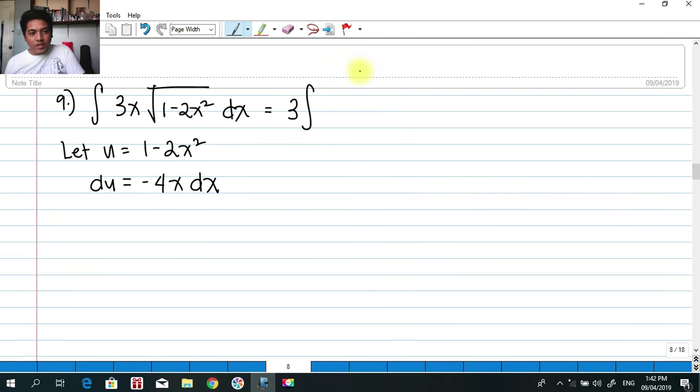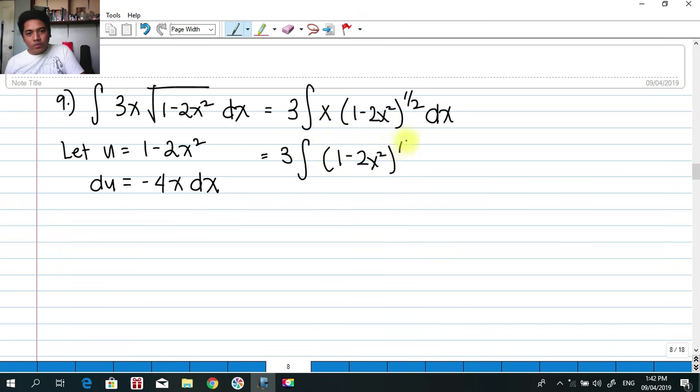Okay? So for our integral, we can rewrite this as, first, factor out 3 because that's a constant. Times x times 1 minus 2x squared raised to 1 half dx, or simply we can rewrite this as 3 times the integral of 1 minus 2x squared raised to 1 half times x dx.